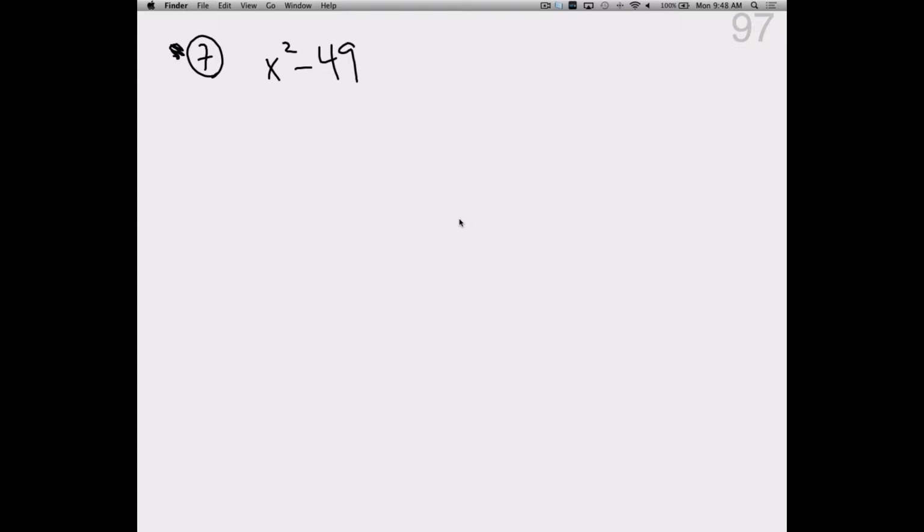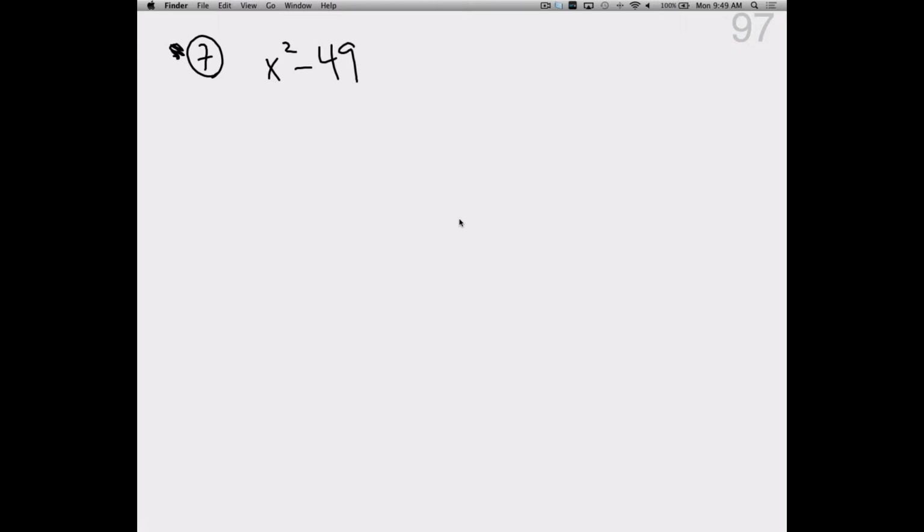Yes, Mary? Can I take a guess? What is it called? Wait, now you're scaring me. Okay, can I just guess? It's like the difference of squares. It is called the difference of squares.